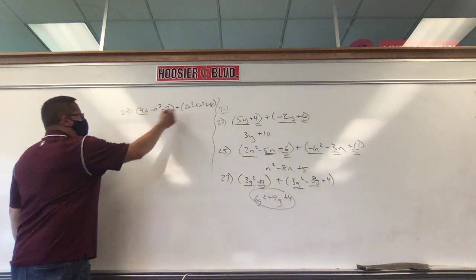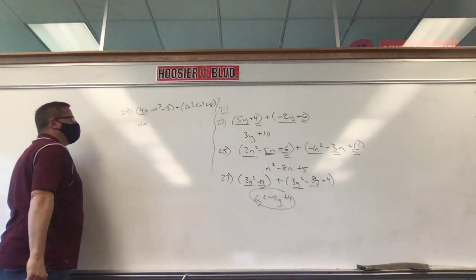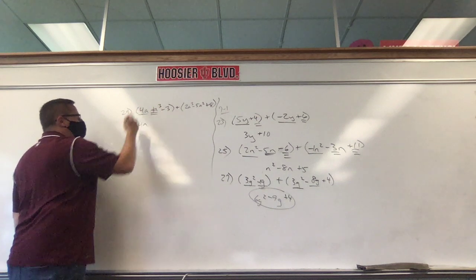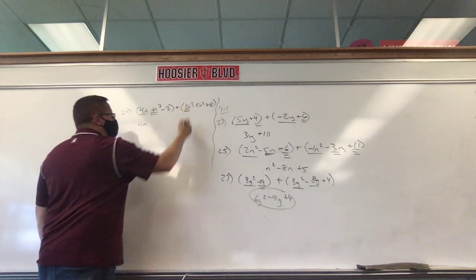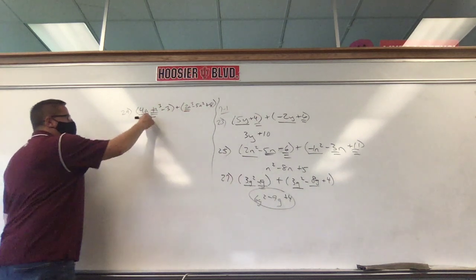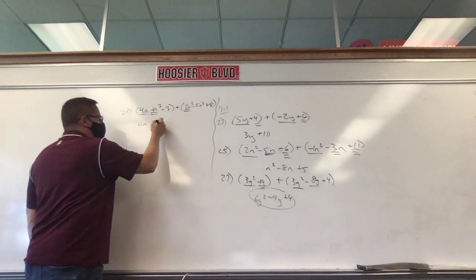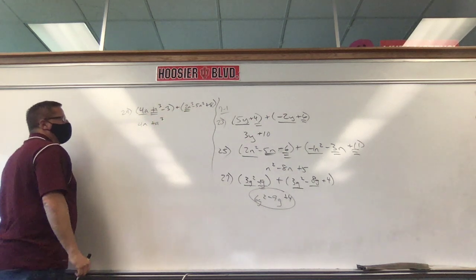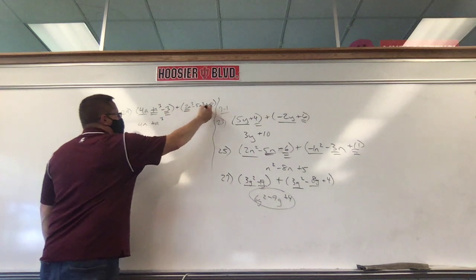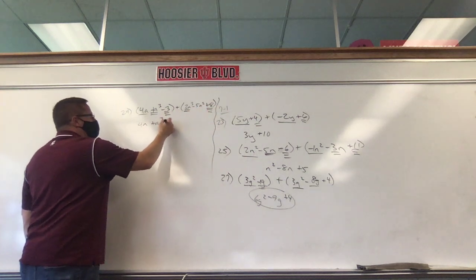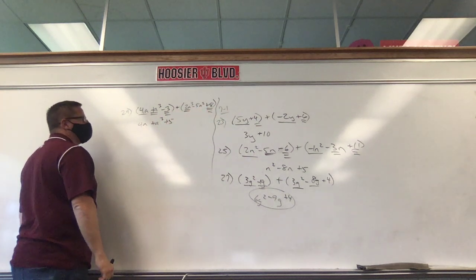So what do I do with 4a? Nothing. It stays 4a. What can I put with negative 1a cubed? A positive 2a cubed. A negative 1 and a positive 2 is a positive 1a cubed. I could put negative 3 with positive 8. That's a positive 5.